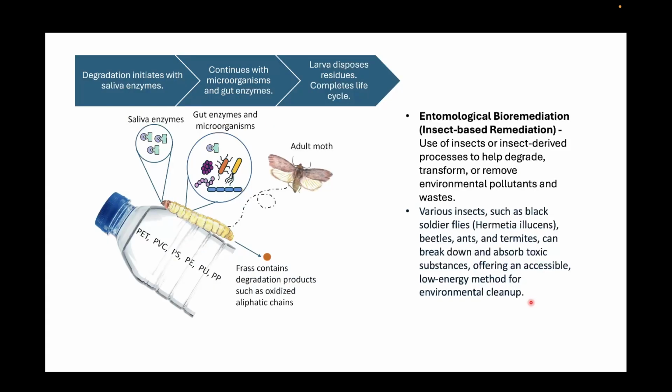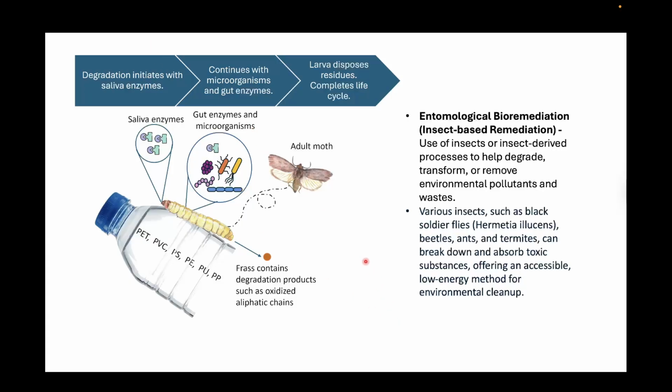Now looking at the correct option, which is option D, insects and plants which are also used in bioremediation. When insects are used for bioremediation, it is known as entomological bioremediation, which is insect based remediation. Use of insects or insect-derived processes to help degrade, transform, or remove environmental pollution or waste. And various famous insects include wax moths, soldier flies, beetles, ants, and termites that can break down and absorb toxic substances, offering a low energy method for environmental cleanup.